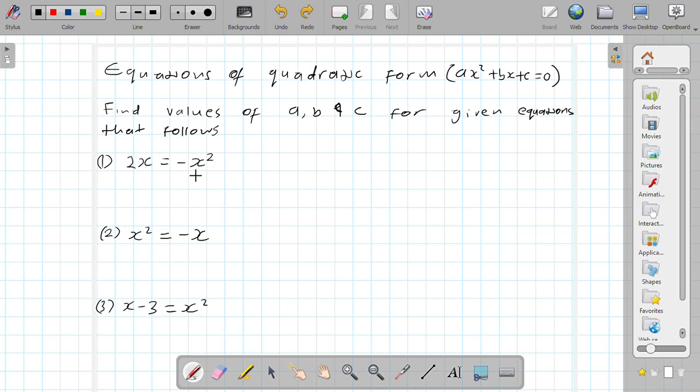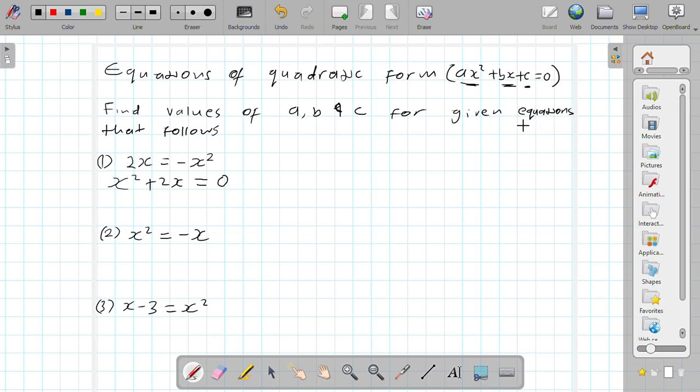To do that, as you can see, we have 2x is equal to minus x squared. So we can simply transpose this minus x squared, meaning we take it to the other side for it to change the sign to be positive. So if we do that, we'll have x squared plus 2x is equal to 0. But notice how tricky it is to obtain the value of c from here, because remember we have ax squared plus bx plus c, it should be in this manner.